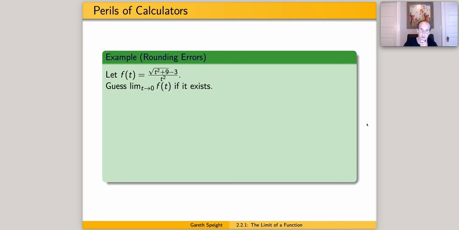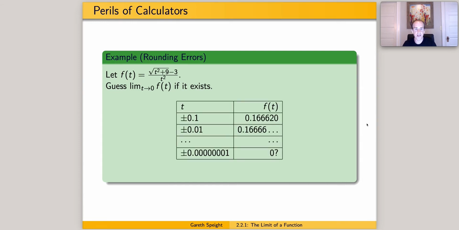Let's look at some examples where calculators lead us astray. And we're going to have tools for avoiding relying on calculators a little later. So one example could be rounding errors with calculators. If we look at this function, the square root of t squared plus 9 minus 3, divided by t squared, let's try to guess the limit as t goes to 0 of f of t, if it exists. Okay, limits don't always exist. Sometimes they do, sometimes they don't. We'll see in a little bit an example where they don't.